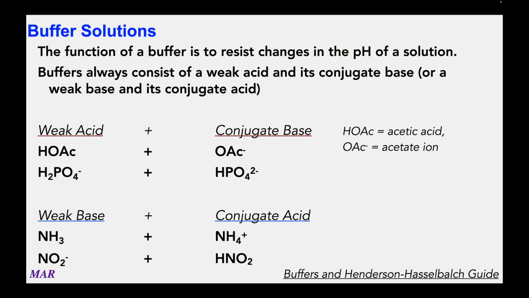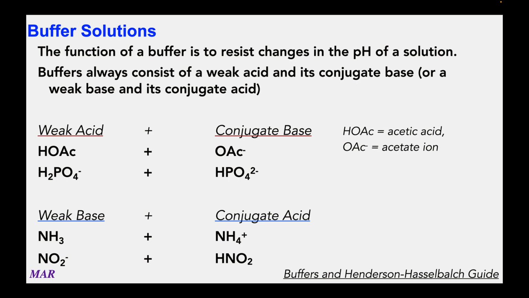If you're making a buffer, you must have a weak acid and its conjugate base, or a weak base and its conjugate acid. No strong acids and strong bases, they're not happy with their conjugates, but the weak acids and weak bases certainly are. Now, HOAc is going to be an abbreviation for acetic acid that we'll use. Just realize that's something we'll start talking about. OAc minus then would be the acetate ion.